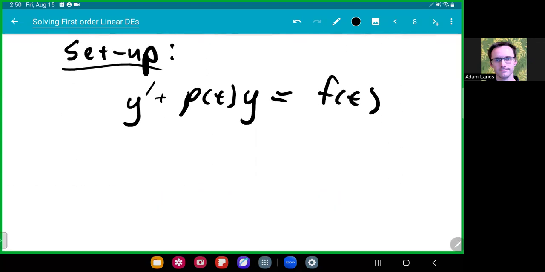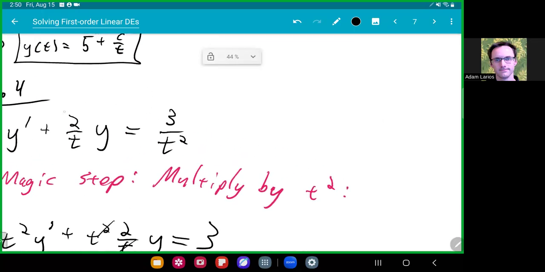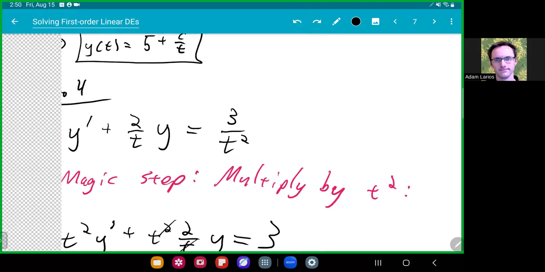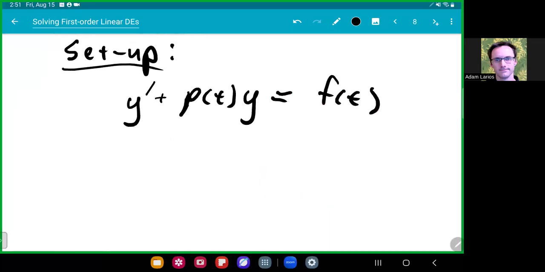So in this case, we have p of t. For instance, in the last problem, our p of t there would be this 2 over t, and the right-hand side, the f, would be 3 over t squared. So we have something of this form.